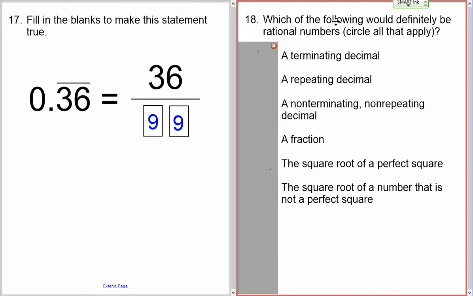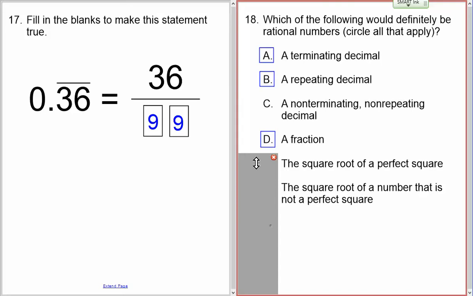Which of the following would definitely be rational numbers? Circle all that apply. A terminating decimal. Any number that terminates is definitely rational. Repeating decimals, any repeating decimals, are also rational. Non-terminating, non-repeating decimals are irrational. Now, the reason that terminating and repeating decimals are rational is that they can be written as fractions. So any number that can be written as a fraction will turn out to be terminating or repeating. That makes it rational.